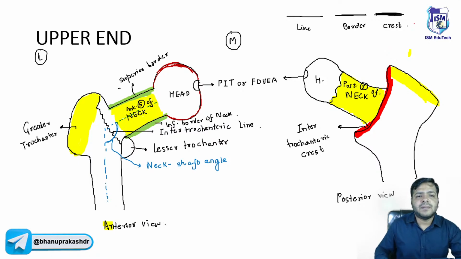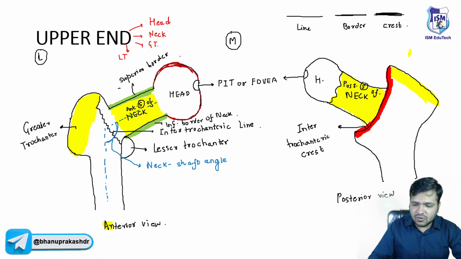In the upper end, till now, we have discussed the head, all the parts, and not only the parts: the ligament, the cartilage which is attached, the joint it forms, the neck, the capsule, surfaces, borders, and everything. And we have discussed the greater trochanter. Now we will be discussing the lesser trochanter.